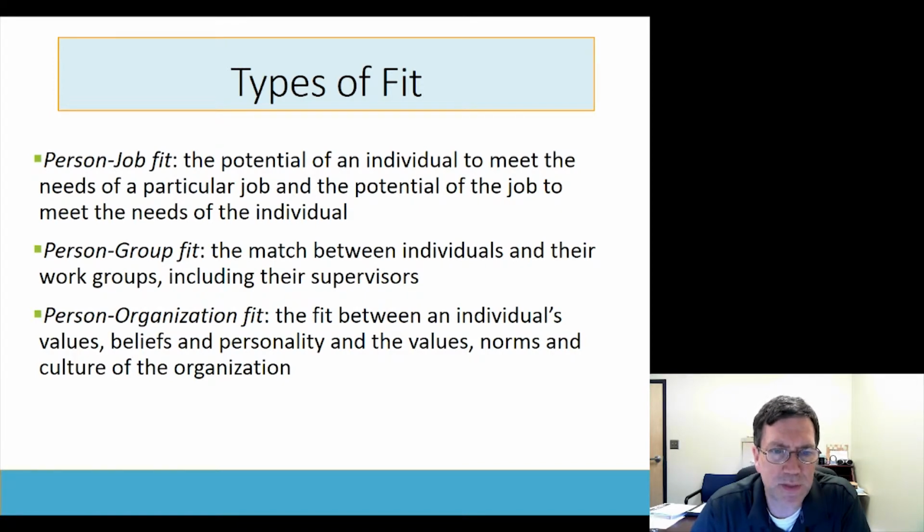So person-organization fit is the fit between your values, beliefs, and personality and the values and the norms and the culture of the organization. It's important that we are able to say that we're proud of the company that we work for.